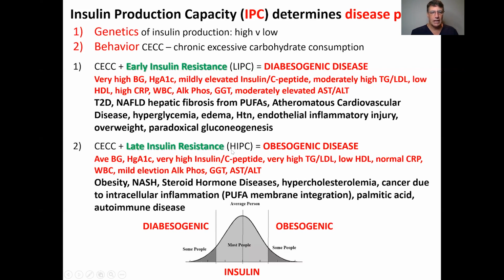These people are obesogenic. Their blood sugar may not be that high, upper limit of normal, slightly above 100 milligrams per deciliter. The A1C may be elevated, but not in the diabetic range. They have very high insulin C-peptide, usually very high triglycerides and LDL because they can produce a lot of fat, low HDL, relatively non-inflamed vasculature. White blood cell count not horribly raised, but mild to moderate elevation of ALK phos and elevated AST and ALT.